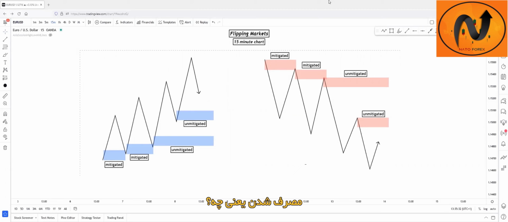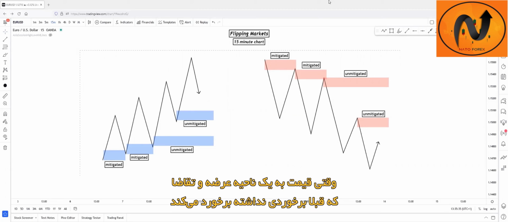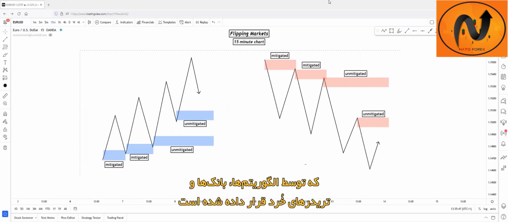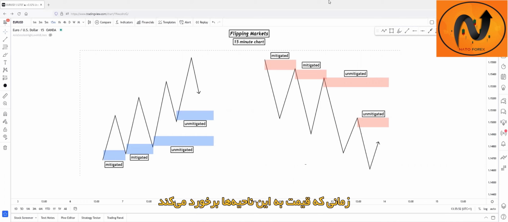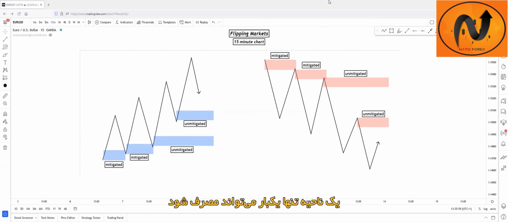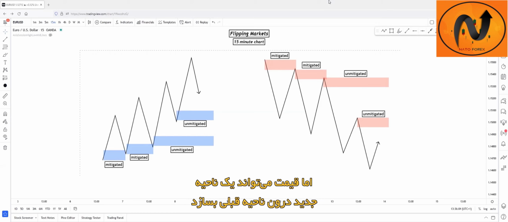What is a mitigation? When price taps into a supply or demand zone that has not been tapped yet, it becomes mitigated from unmitigated. What does it mean? If you have a supply or demand zone, there are loads of orders sitting on those zones placed by algorithms, banks, and retail traders. When price taps the zones, the resting orders are getting picked up, so it's becoming mitigated from unmitigated. A zone can be only mitigated once because orders can be picked up only once, but price can form another zone inside of the old one.